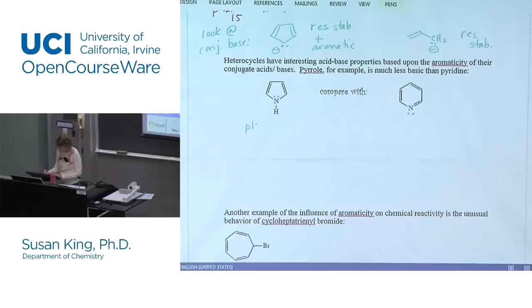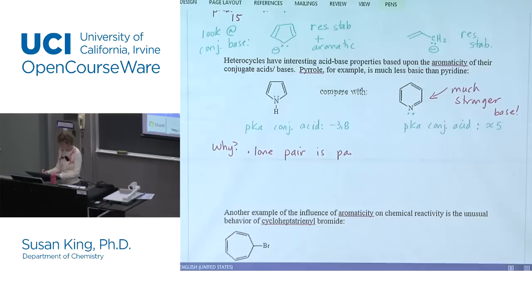So pKa, conjugate acid, is minus 3.8. And pKa of the conjugate acid is about 5. So that means that this is a much stronger base. And so the reason is that the lone pair is part of the aromatic pi system. So you lose aromaticity when nitrogen is protonated.